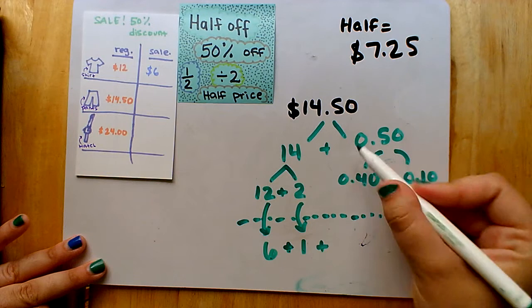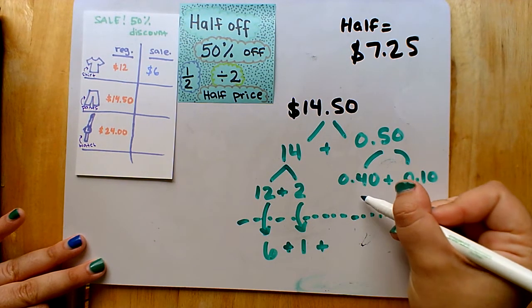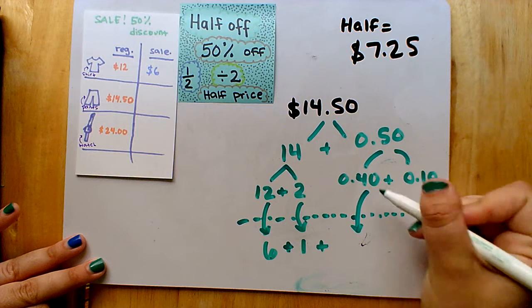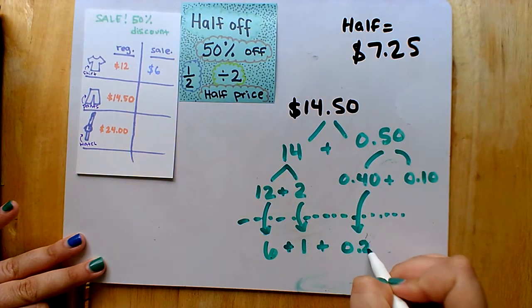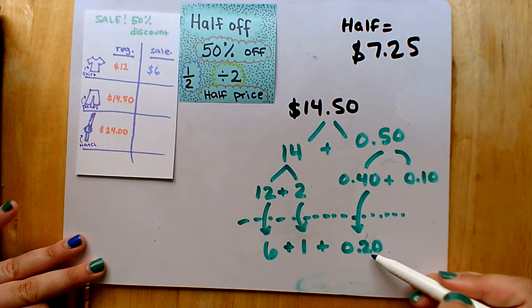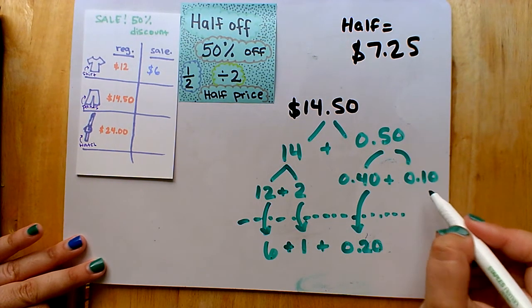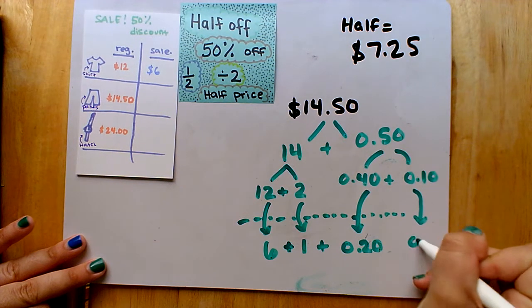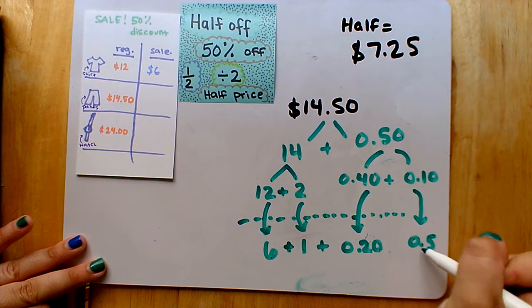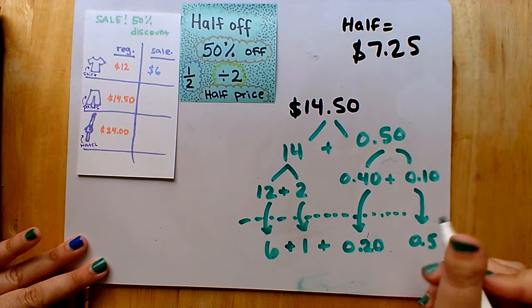Half of 40 cents, kind of like half of $40, is going to be related to 20. In this case, 0.20. 20 cents is half of 40 cents. Half of 10 cents is, just like half of 10, 5 cents. And I write it paying attention to my decimal points. Half of 10 cents is not $5, it's 5 cents. Now, under this dotted line, I have all the halves.